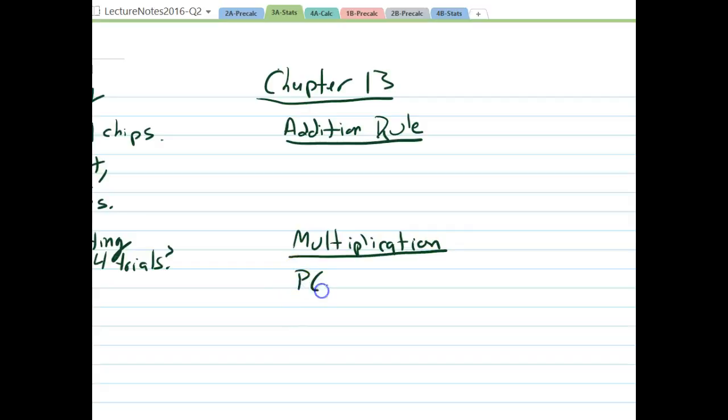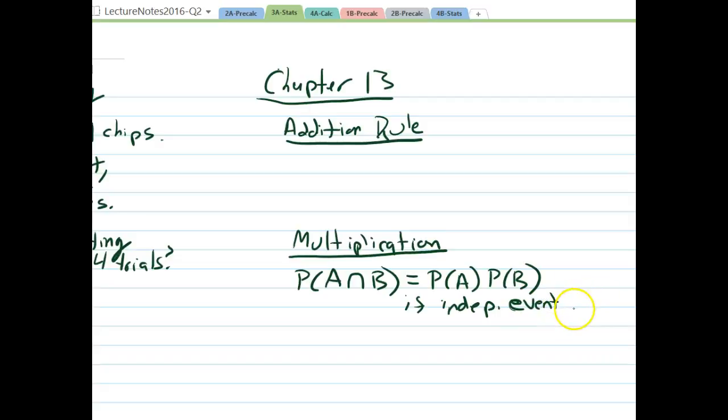This says that if I have the probability of A and then B happening, that's going to be the product of the individual probabilities, the probability of A times the probability of B, if they are independent events, meaning that if A occurs, it does not affect the probability of B occurring.